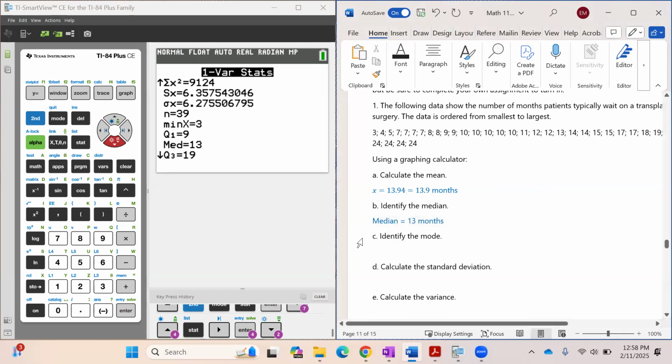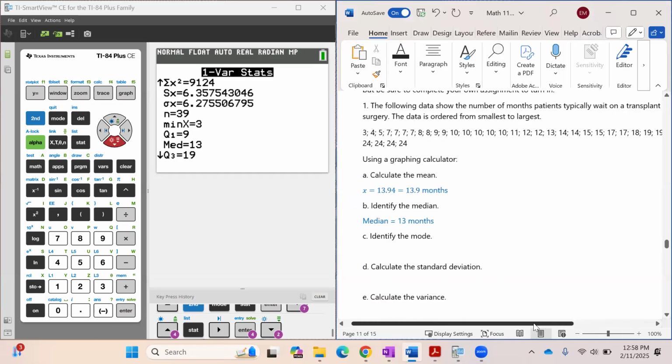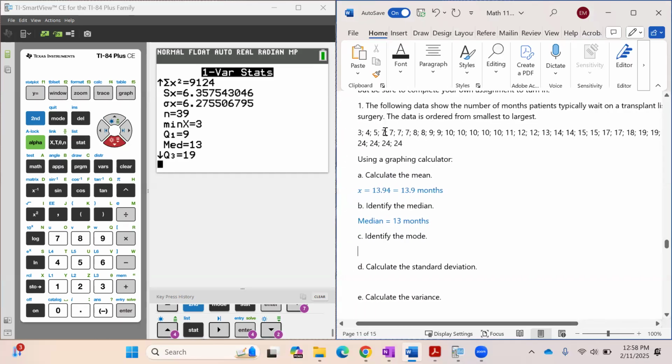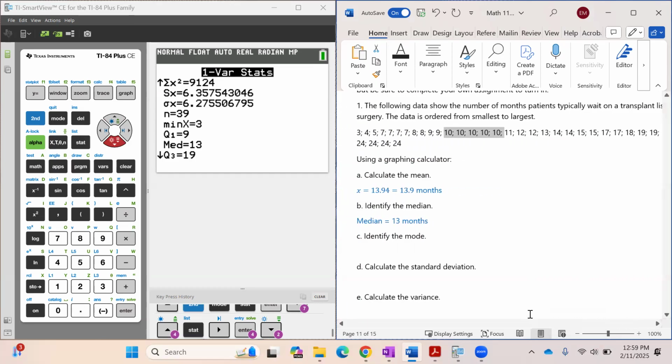Okay, mode. Mode is not in our graphing calculator at all. It's just the number that shows up the most in this data. If you look at this, the number 7 shows up 4 times. The number 10 shows up 5 times. And everything else is kind of below that. 24 shows up 4 times. So 10 shows up most because it shows up 5 times. So here the mode equals 10 months because it shows up the most.